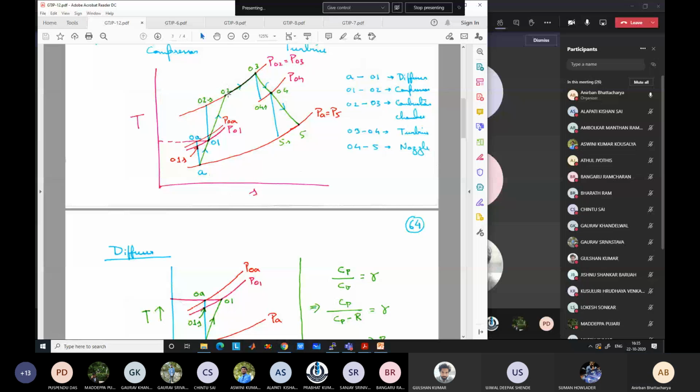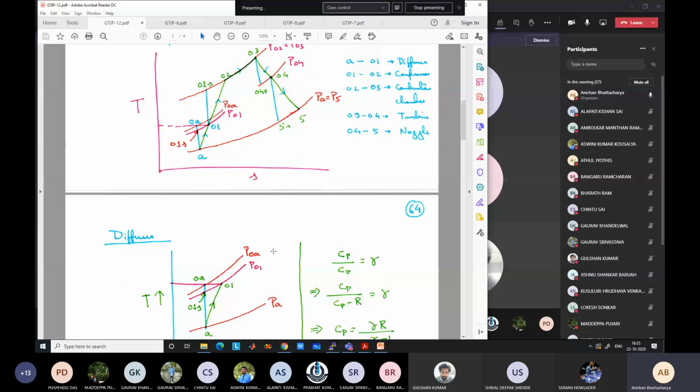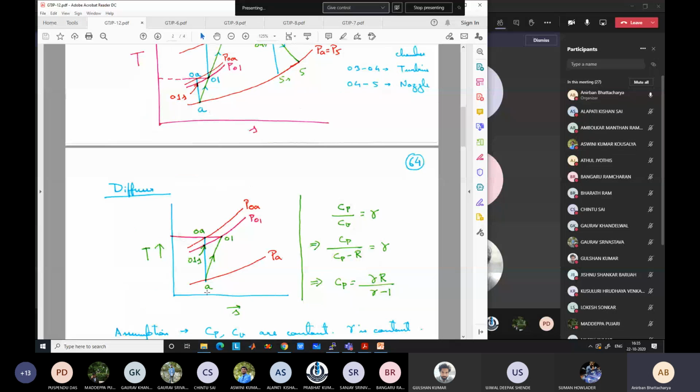So what will happen if there are more losses? If you have a very poor quality nozzle, say instead of a German-made nozzle you have taken a China-made nozzle, although Chinese people are also making very good quality, I'm just making fun here. So it will deviate more towards the right-hand side like this, correct?